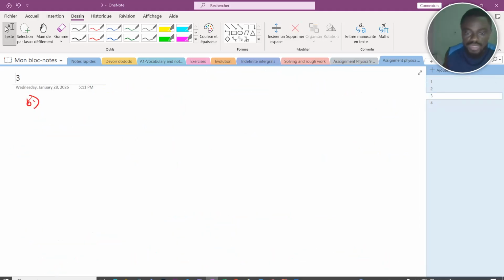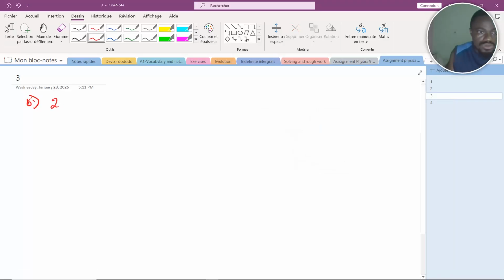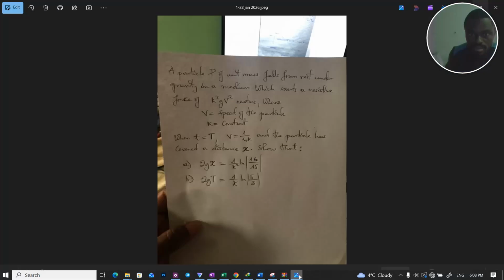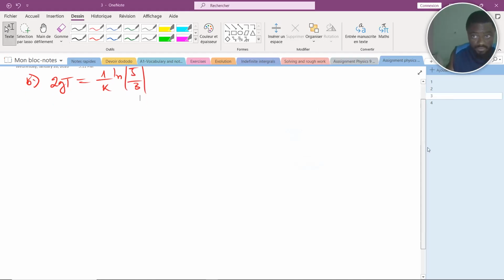The next question, we have to prove that 2gT, 2g capital T equals 1 on k ln of the absolute value of 5 on 3. So that's what we're supposed to prove.